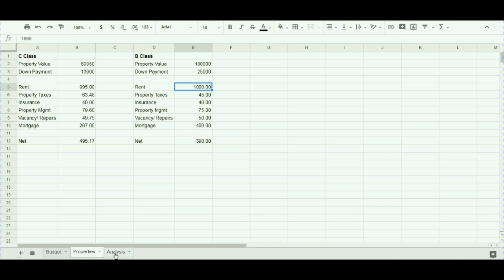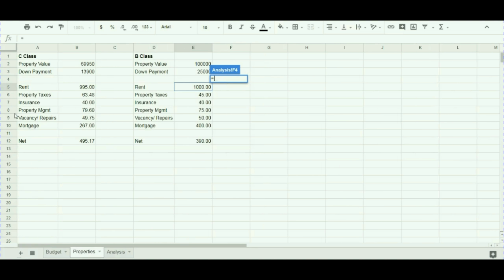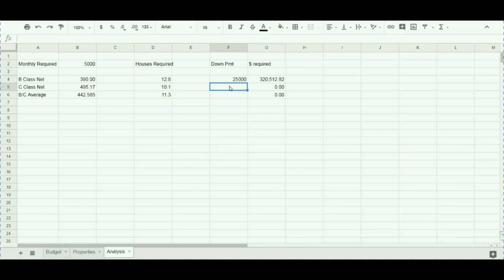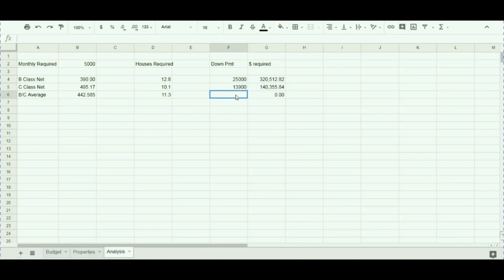So if I'm just trying to figure out how many properties I need in order to replace my income, come over here. It depends what you want to put in here. I was playing with this earlier. I thought if I had $10,000 a month, I would have a lot of travel money. But anyway, let's just move it down to $5,000. So down payment, we'll steal it back from here. That was a B, this is from here. And then equals bracket this plus this, divided by 2, an average.